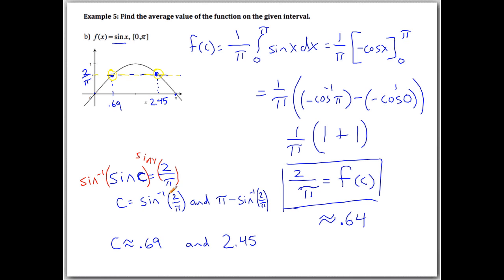Okay, so c equals the sine inverse of 2 over pi, and that's going to give us this first value right here. Now because this is symmetrical between 0 and pi, this same distance right here is also going to happen right here. And so we can also do pi minus the sine inverse of 2 over pi to get our second value there. Okay, and when you calculate this, you get about 0.69 for the first one, and about 2.45 for your second solution. Okay, so this is how to find the average value of the function on a given interval, and then also to find which c values give you that average value of the function.